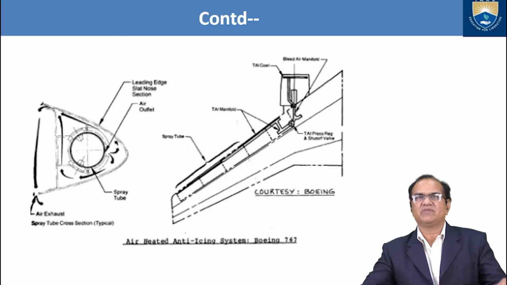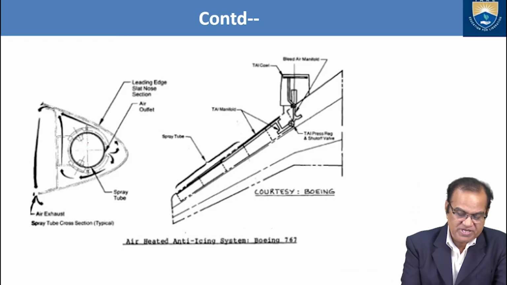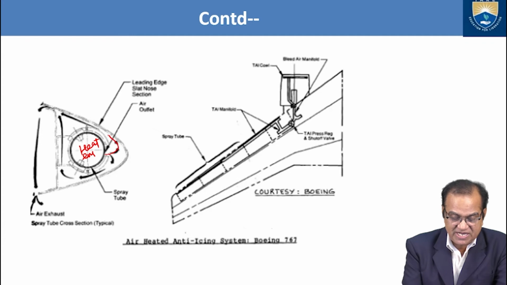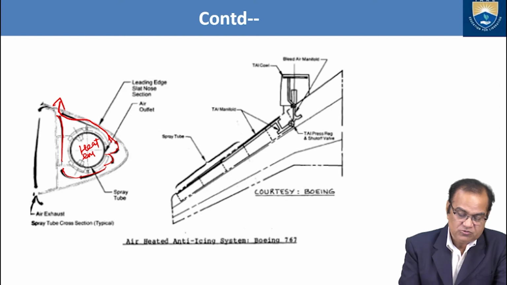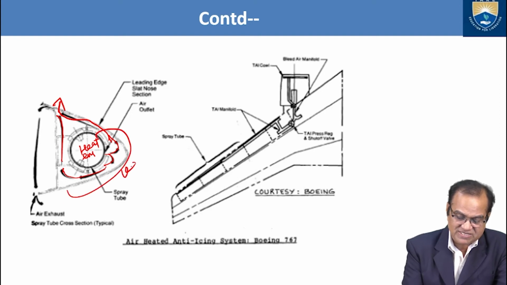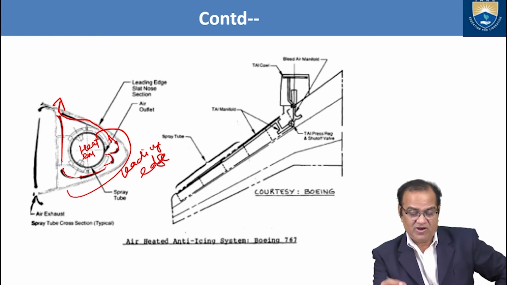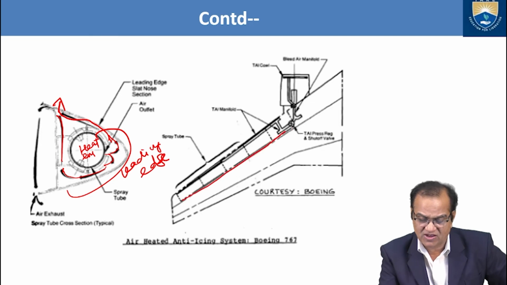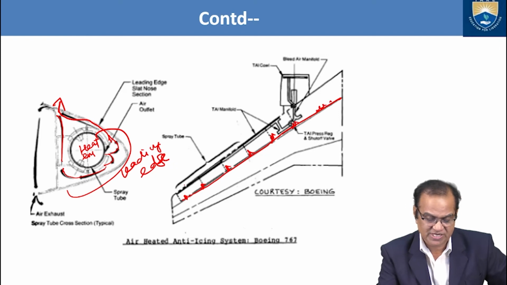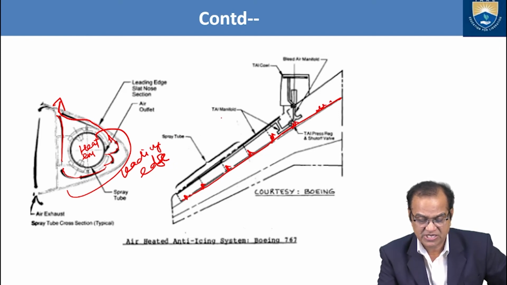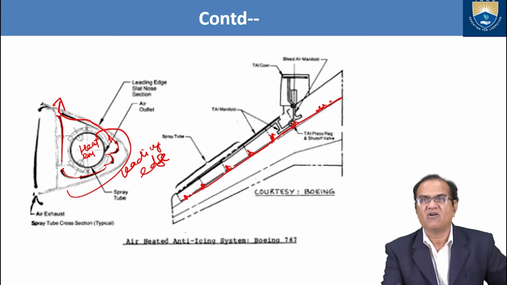We can see one diagram here, showing how this works. Heat is from the engine, hot air is coming, and it is injected here. It will go here, and it will go out from this hole. So like this, this is the total leading edge. In the same way for the wing, a series of nozzles spray the hot gases so that the leading edge space is prevented from forming ice.